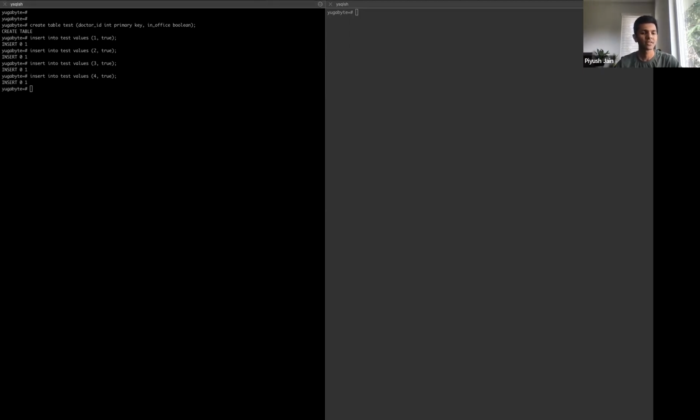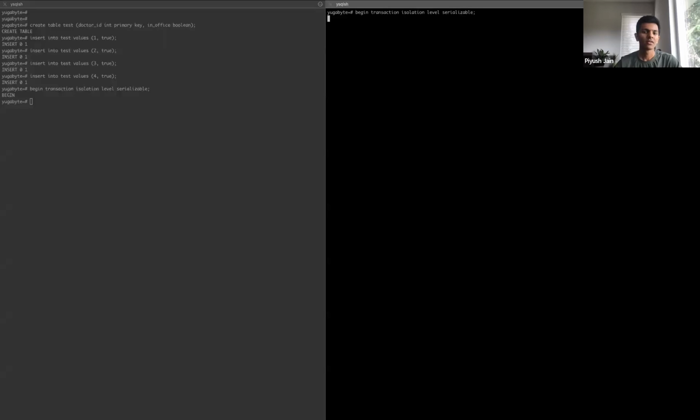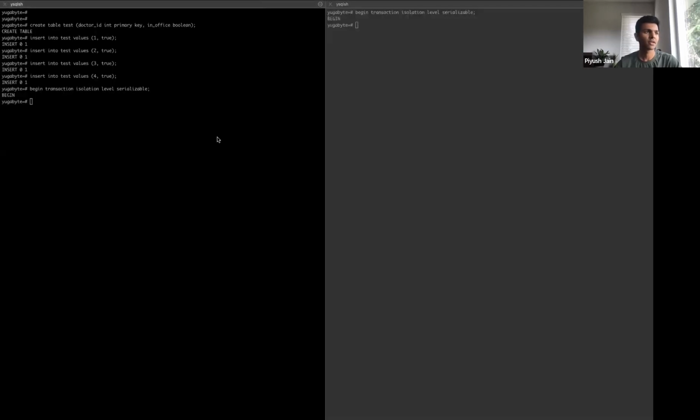Now, if there's a system which wants to execute two transactions which allow a doctor to go out of office, that is, set this field to false for some doctor if there are greater than or equal to two doctors in the office. The constraint is that we want some doctor to be in office at any point in time. So as database users, there might be two users starting transactions.